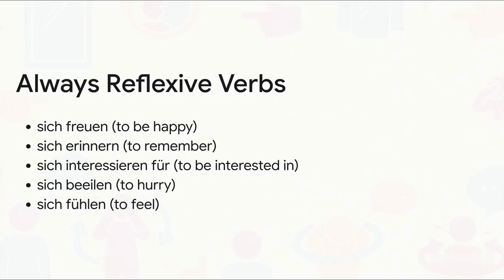So some German verbs just don't make sense without being reflexive. They're always reflexive. Take sich freuen, to be happy or pleased. You literally can't just say ich freue. It just hangs there. It sounds totally incomplete. Something's missing, right?